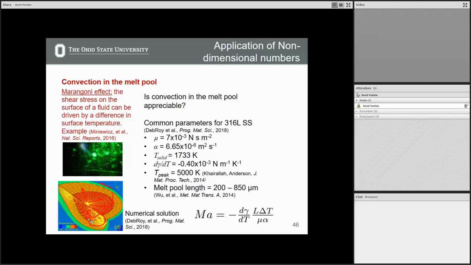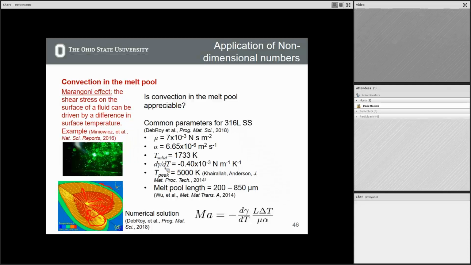So going back to the dimensionless numbers that we looked at in, I think it was module 4, we can start to understand, all right, is the convection in the melt pool appreciable or is it not, right? And put some numbers on this. So we can pick up some of these numbers from the literature. For instance, if you look at this survey article that we've been using a lot for 316L stainless steel, we can see that we have these values for viscosity, diffusivity, the solidus temperature of basically when this material is solid and when it's not.